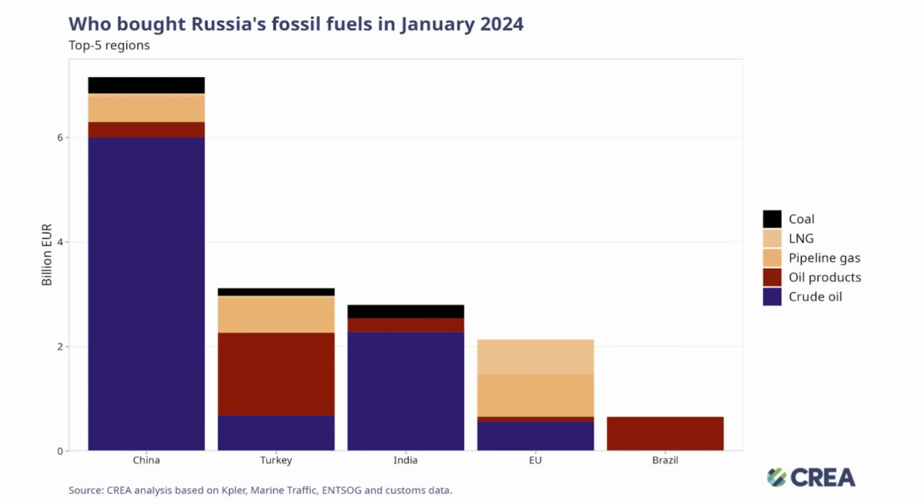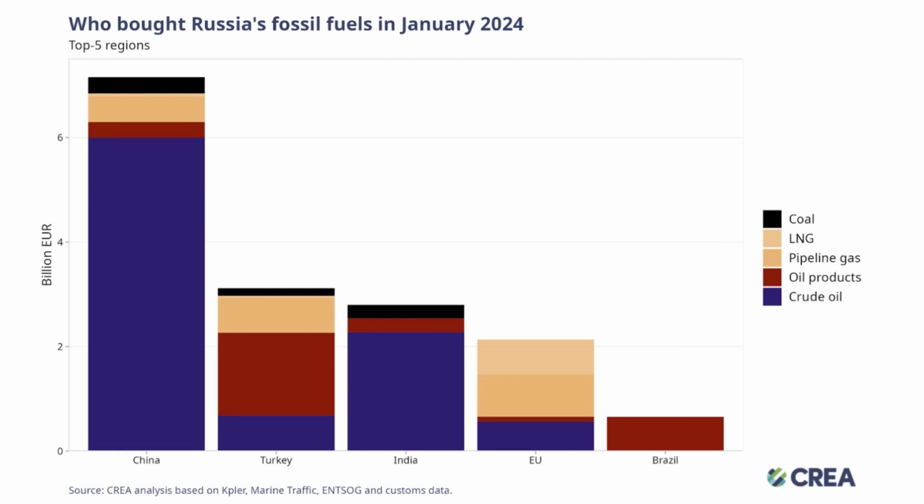The orange section is pipeline gas. We then have a light brown section, predominantly for the EU, showing liquefied natural gas, and the black section at the top is coal. And what this chart shows is that in January, China purchased around 7.5 billion euros worth of fossil fuels, which equates to around $8.3 billion. And the vast majority of those purchases were crude oil. There was some oil products, but a very small amount, some pipeline gas and some coal. But the biggest thing that China is buying from Russia is oil.